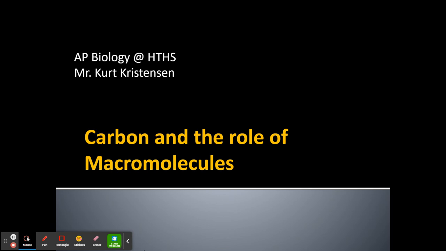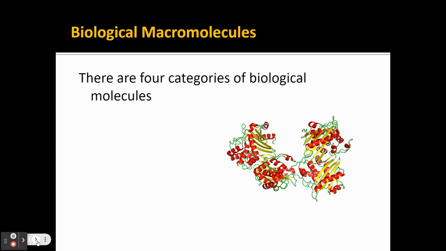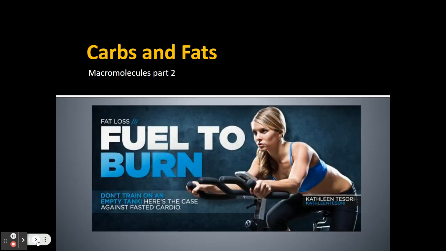1.5a. Today we're going to be talking about carbon and its role in macromolecules. Today we're going to specifically be focusing on one group of biological macromolecules, out of the four that there are. My four categories are carbohydrates, lipids, proteins, and nucleic acids. In lecture 1.5a, we will focus on carbohydrates, and in lecture 1.5b, it will be on lipids.